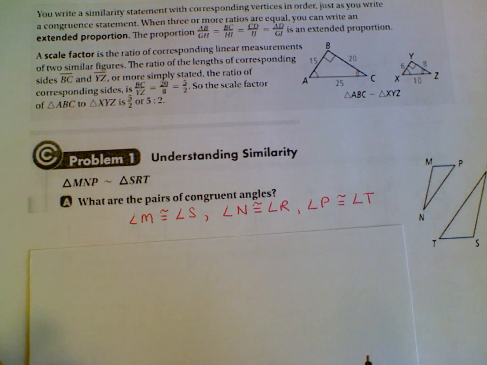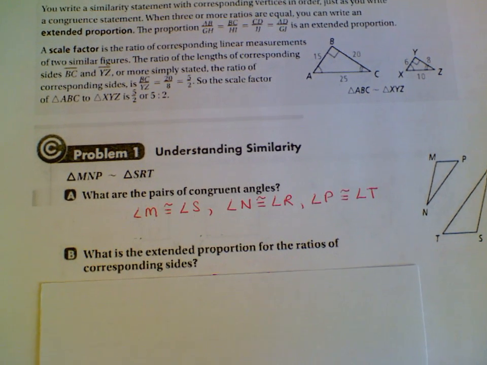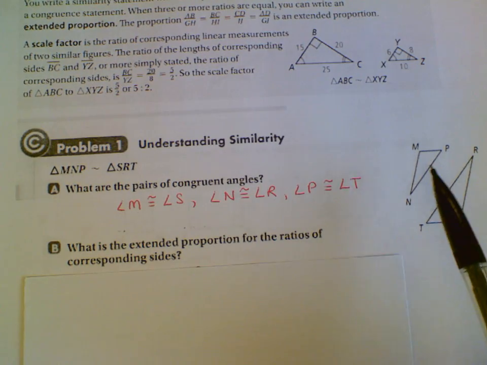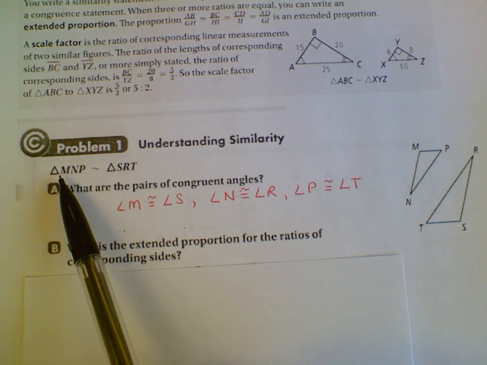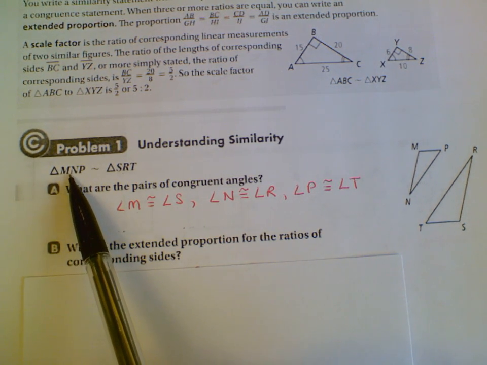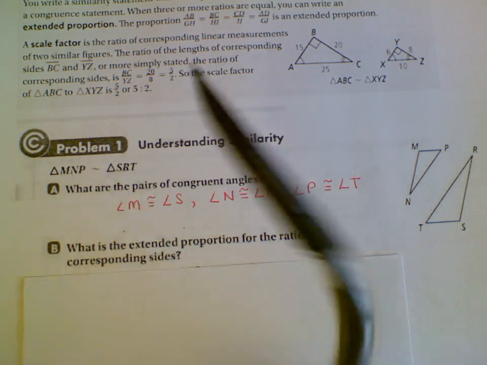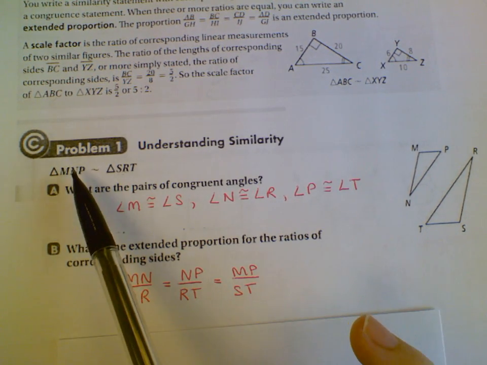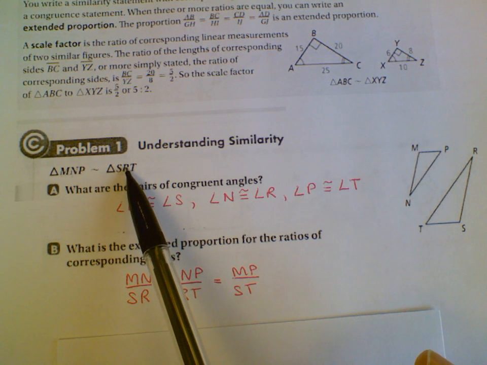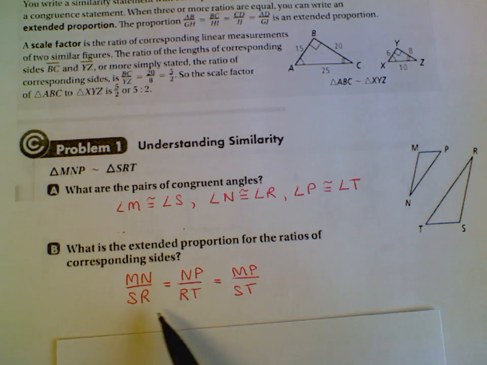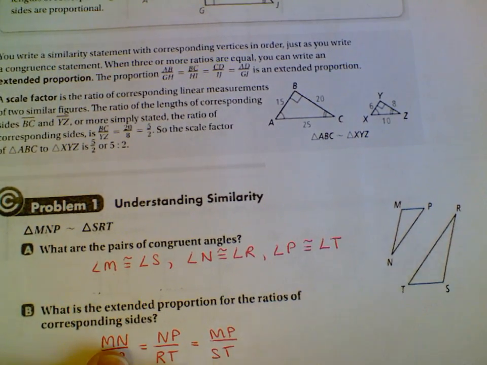Then for the next question, what is the extended proportion for the ratios of corresponding sides? Again, you can use this visual over here to find the corresponding sides. I find it a little bit easier just to use the similar statement. So I would say side MN would be similar to side SR. I would write that first one, and then I would just run through the rest. The second and third letters have to be similar to the second and third over here, and then first and third have to be similar to first and third. So that's all that is. An extended proportion is just setting up your corresponding sides and those ratios. Okay, go ahead and flip the page and do the got it question.